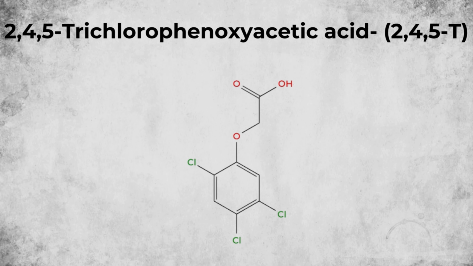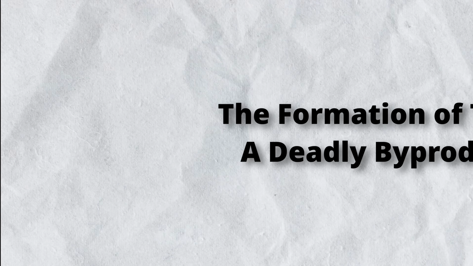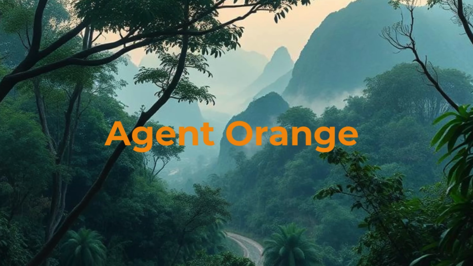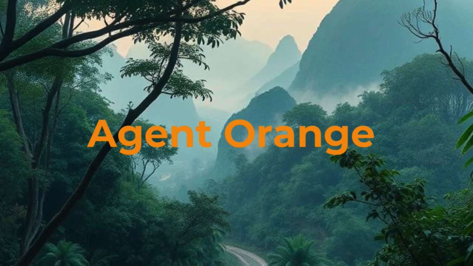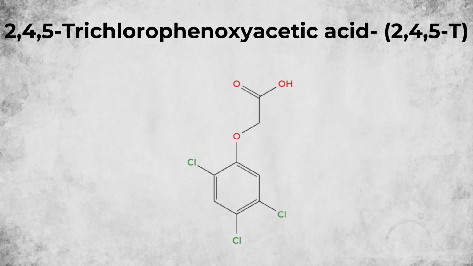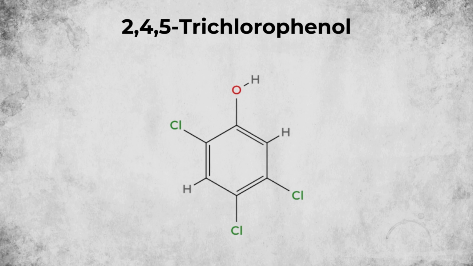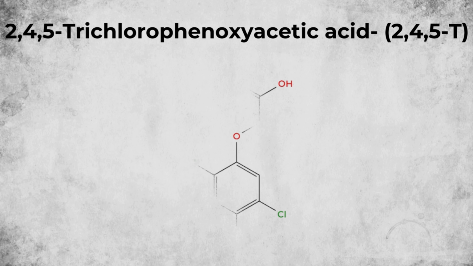The second component, 2,4,5-T, is a more potent defoliant, which contributed to the effectiveness of Agent Orange. However, the real danger of 2,4,5-T stemmed from the way it was synthesized. The toxicity of Agent Orange stemmed not from the herbicides themselves, but from a contaminant produced during their manufacture. The chemical process used to create 2,4,5-T involved chlorinating a phenol to produce 2,4,5-trichlorophenol, which was then further processed to create 2,4,5-T.